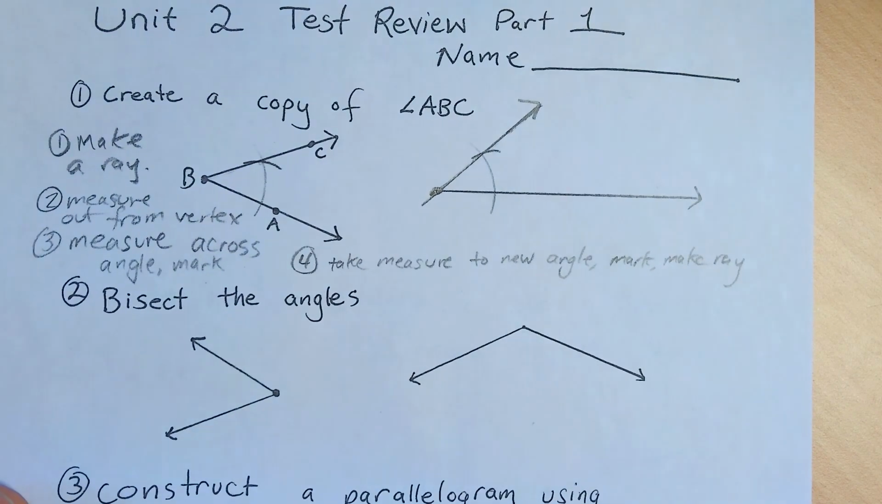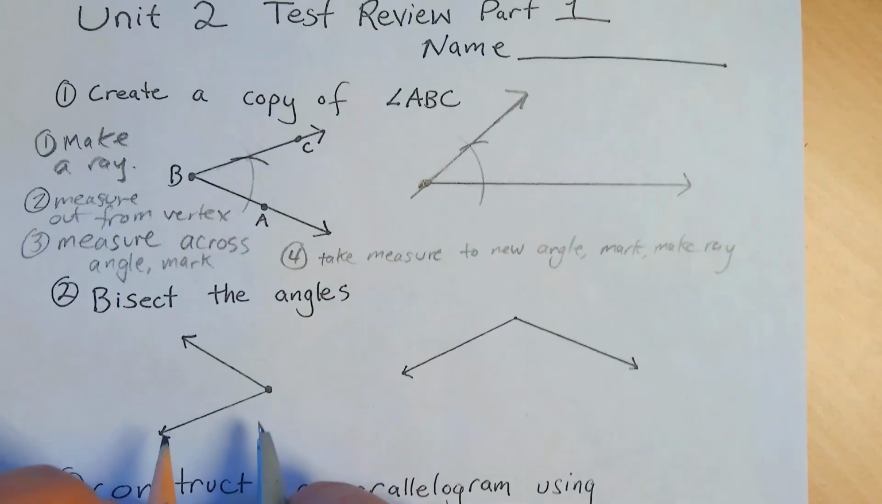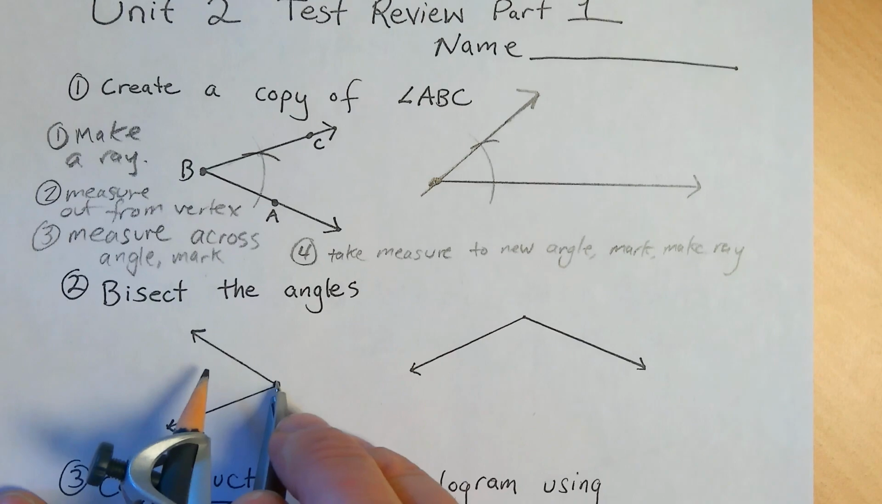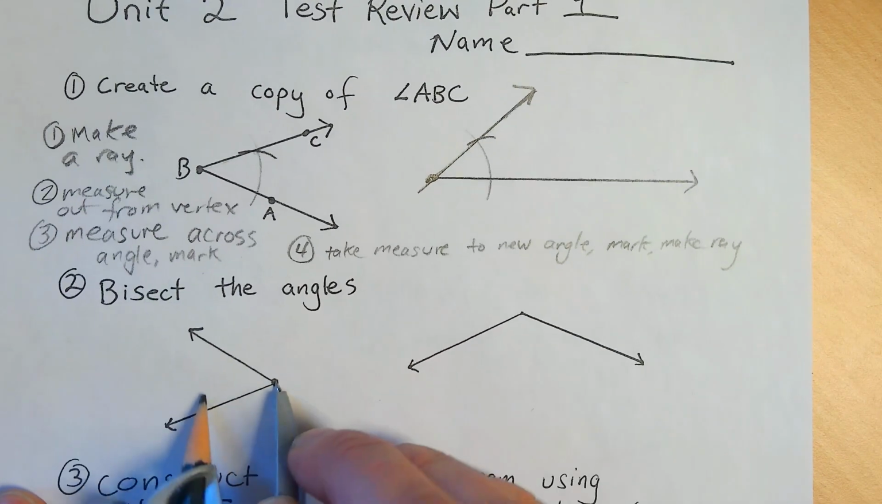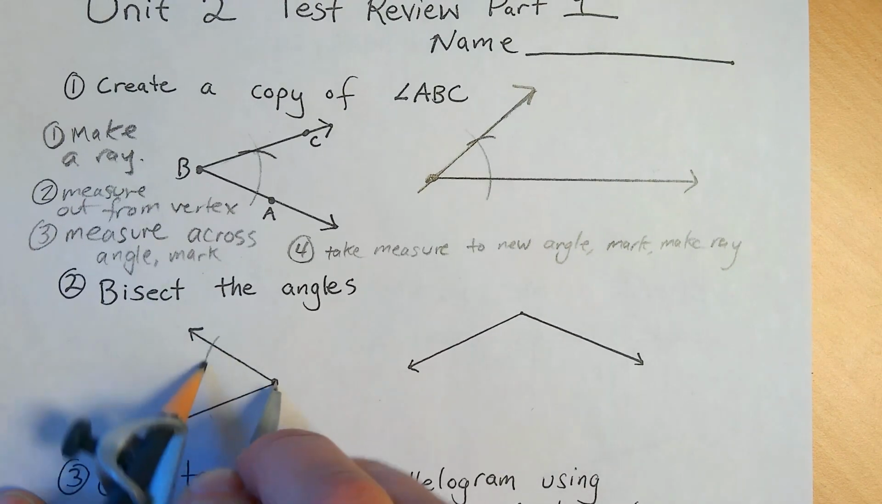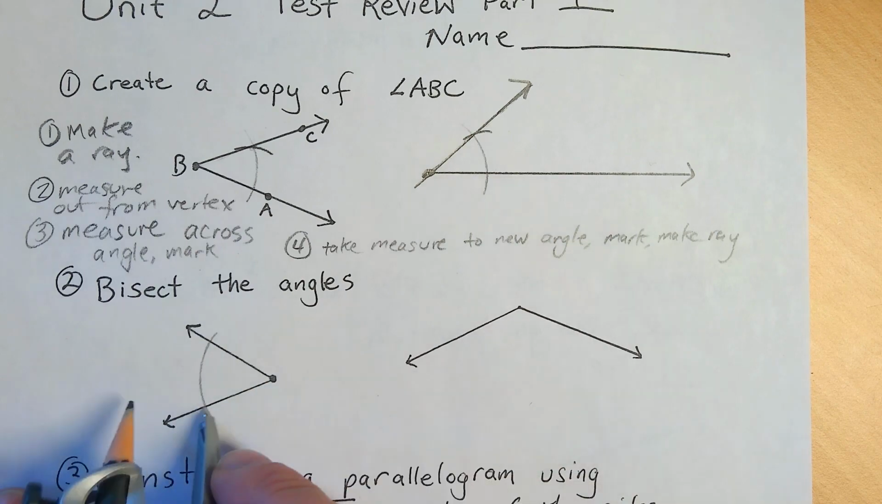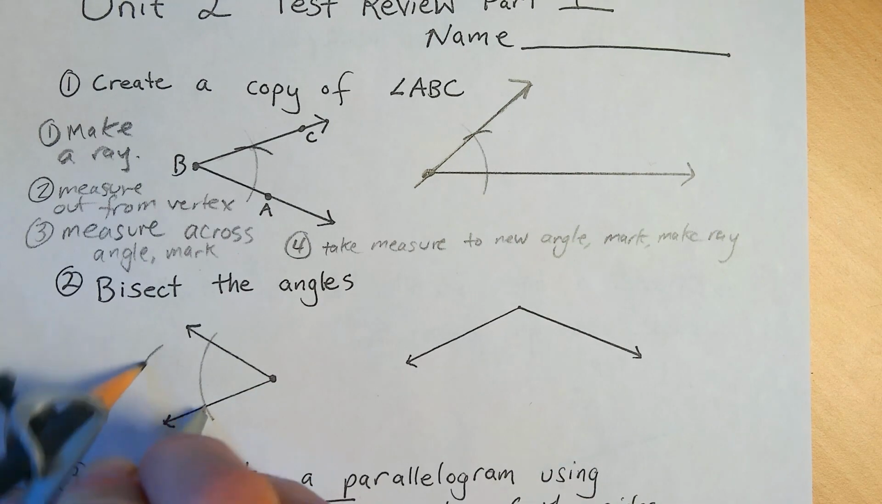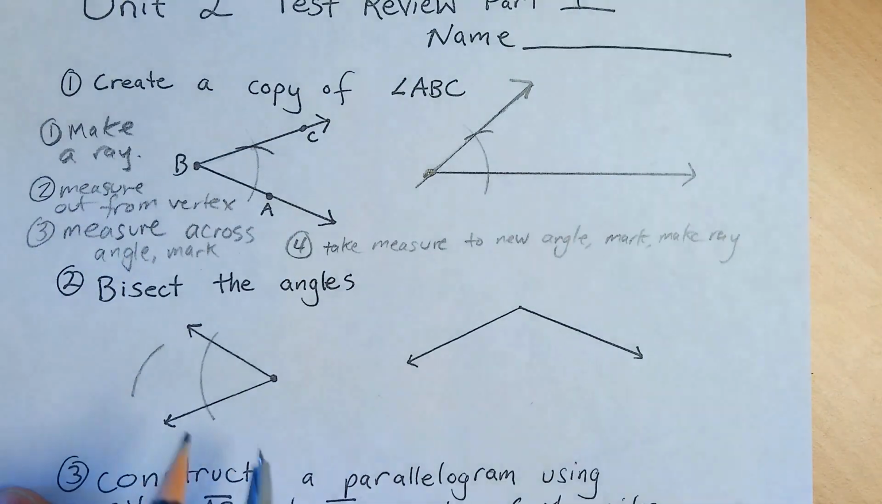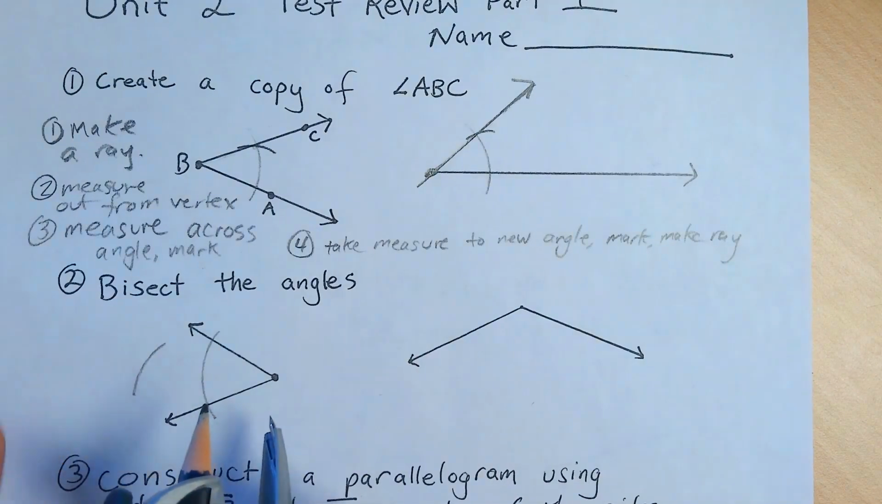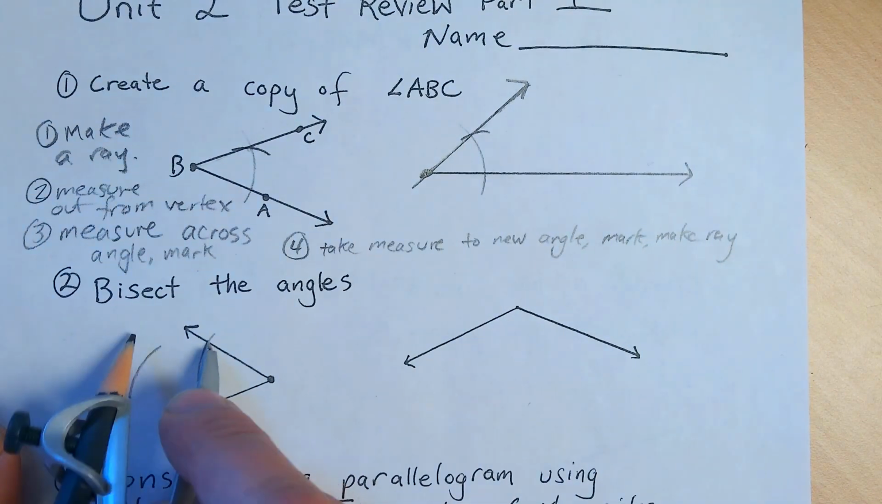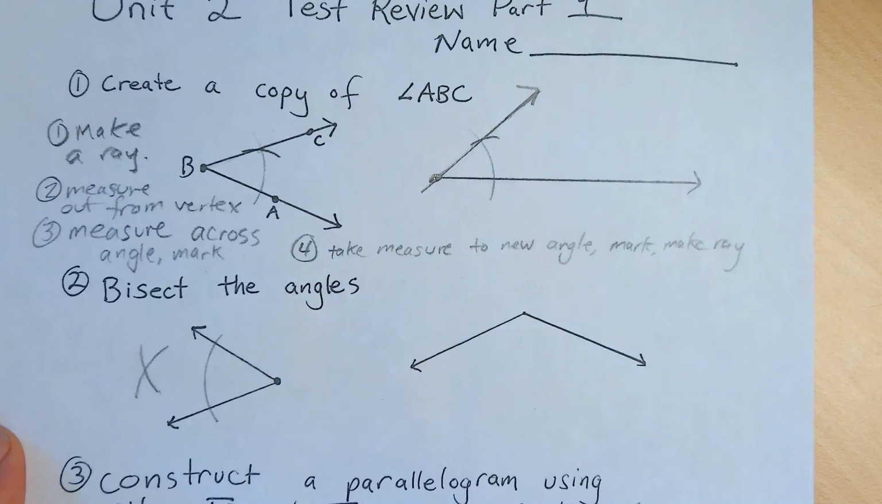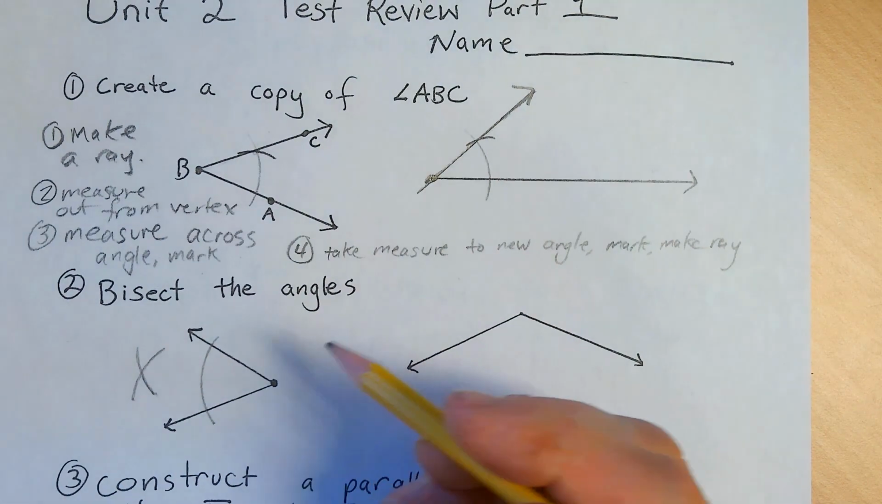Bisect the angles. Okay. This is the easiest one for me. If it's an acute angle, you set this to any distance, you reach out and make 2 marks, there and there, then you reach out back to the middle. How do you know you're supposed to be reaching to the middle? Because a bisect cuts it in half in the middle. X marks the spot.